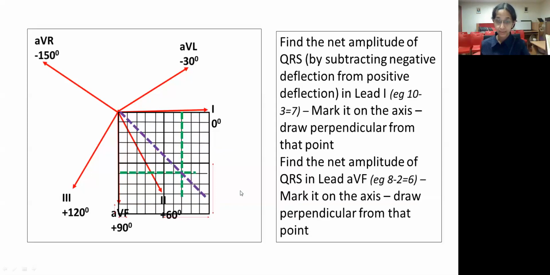So just to summarize once again, I can use lead 1 and AVF, pick up my QRS net deflection, draw a line here, pick up my AVF vector, and then at the junction of both the points, I draw an imaginary line, and that is going to be my axis. For example, here, it's between 60 and 30 degrees, so it's going to be around 45 degrees.